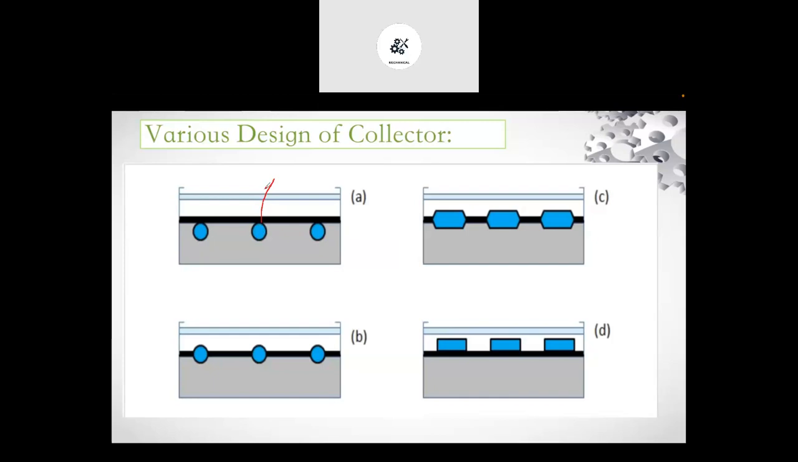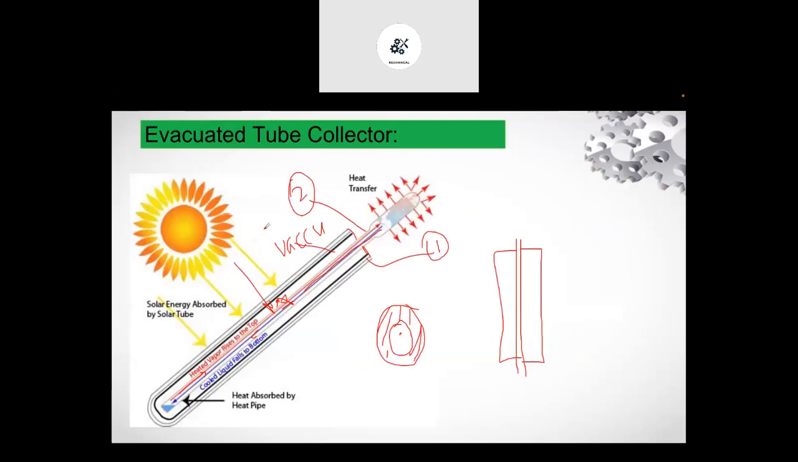So in that case, what will happen? This tube will radiate from the heated water to the atmosphere during the night, and because of that the heat is lost through radiation. Because of that, the overall efficiency of this collector is less. So to avoid that, we are using the evacuated tube type of collector.